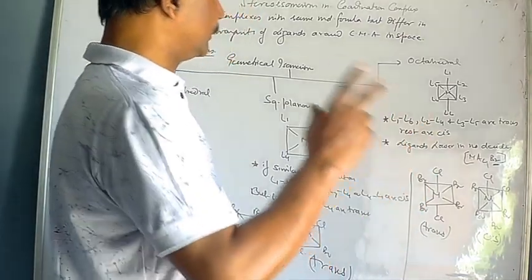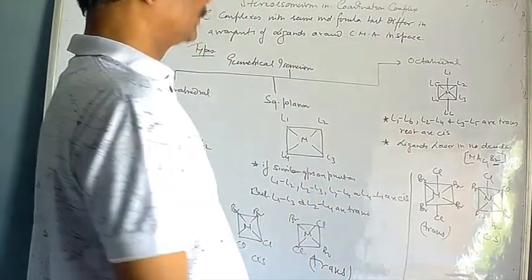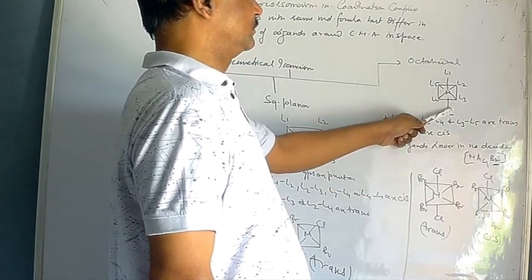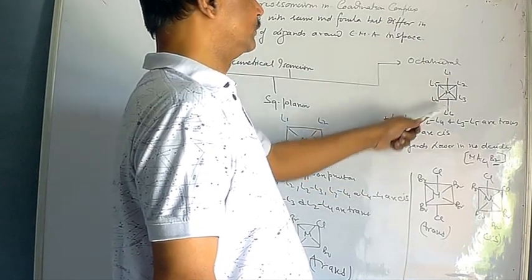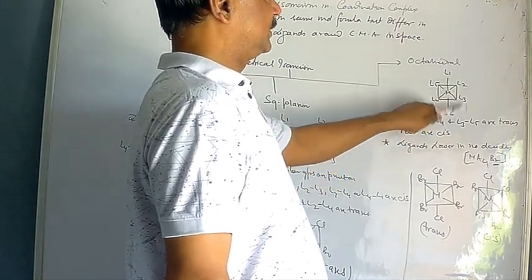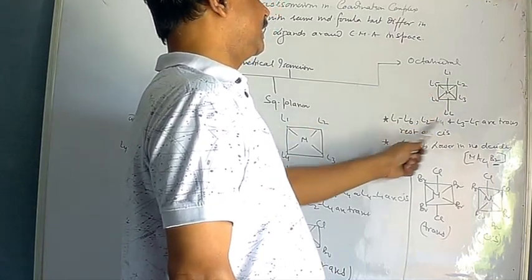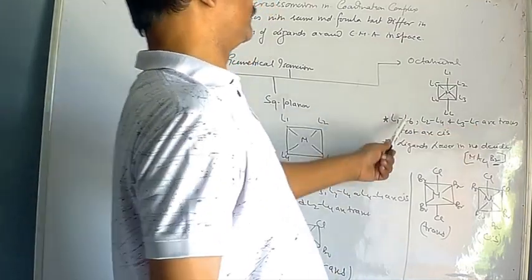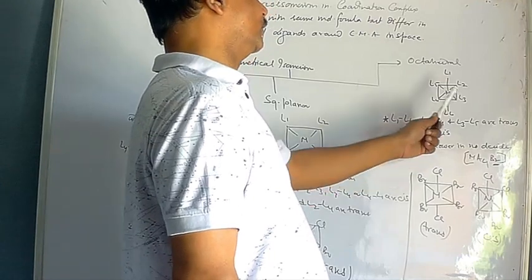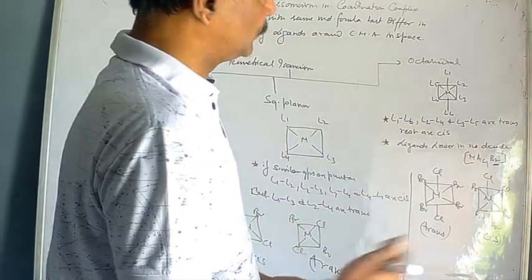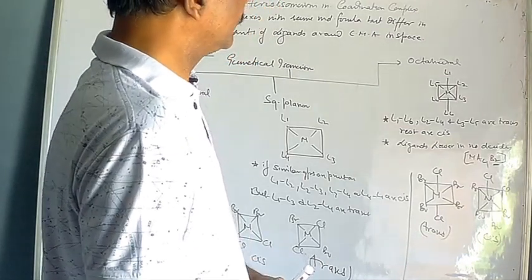Class, here you have to remember two things. L1, L6, one is up, another one is down. L2, L4, opposite. L3, L5, these three are called trans positions. If similar groups are present on L1, L6, L2, L4, L3, L5, they will be called trans, whereas in other positions, they will be called cis.